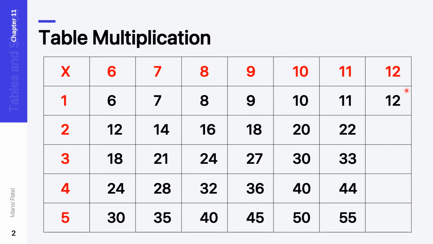After that 12 is there and 1 is there. So 12 ones are 12. Then 12 multiplied by 2. 12 twos are 24. Then 12 threes are 36. Then the number is 12 and 4. So 12 fours are 48 and 12 fives are 60.